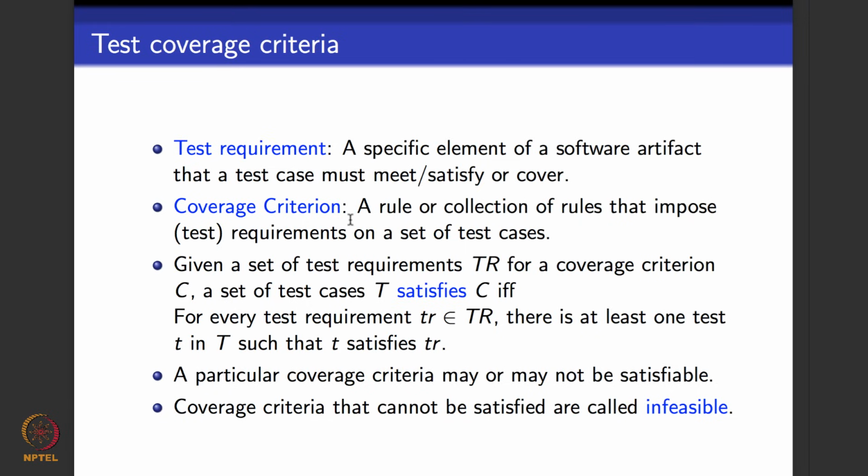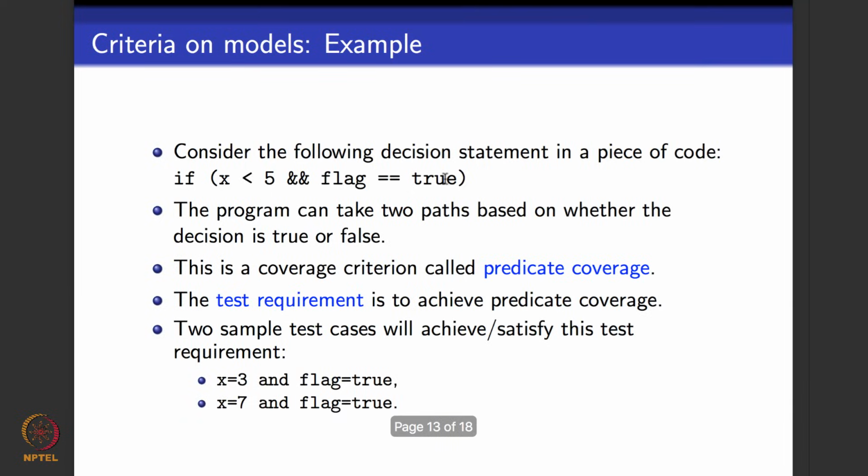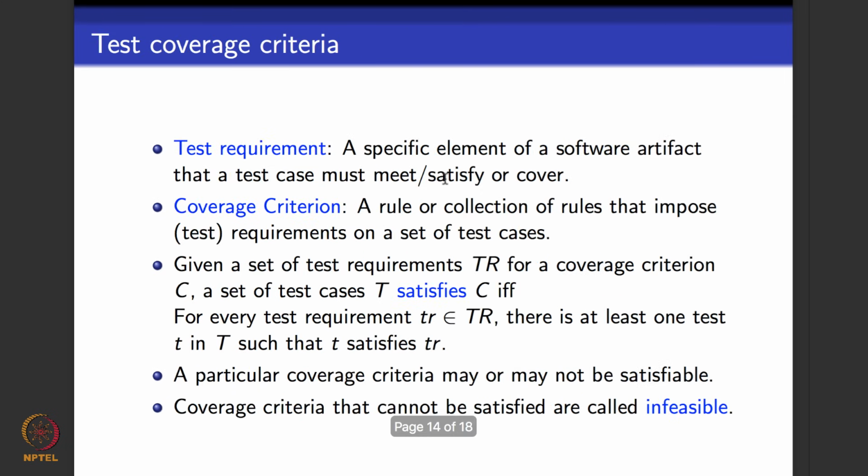What is the criteria? A criterion is a rule or a set of rules that impose certain requirements on a set of test cases. Like in the previous slide, if you say my test requirement is to test this if statement to be true once and to be false once, then the criteria is what we call predicate coverage, right? So given a set of test requirements for a coverage criteria C, we say that a set of test cases satisfies the coverage criteria C if every test requirement is satisfied by some test case in that set, right? There is nothing more to it.